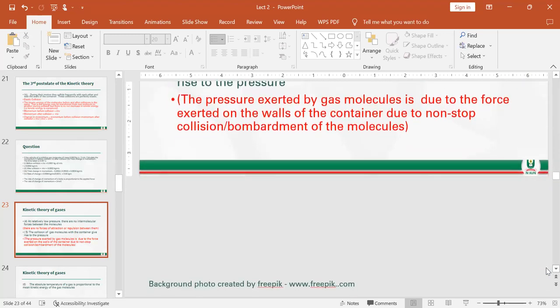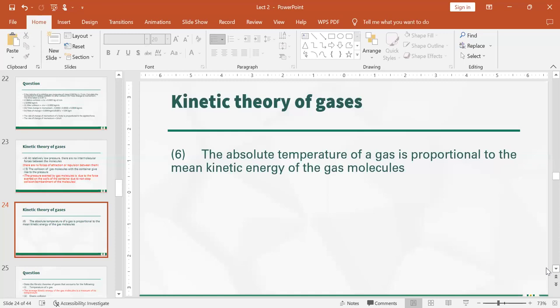So we have highlighted five postulates, and the last one here is the sixth postulate. The absolute temperature of a gas is proportional to the mean kinetic energy of the gas molecules. Now you see one gas molecule A moves and the kinetic energy is 0.2. And the next one moves and the kinetic energy is 0.3. So if we have two gas molecules, the mean kinetic energy will be 0.2 plus 0.3 divided by what? By 2, the total number. So the absolute temperature of a gas is proportional to the mean kinetic energy of the gas molecules.